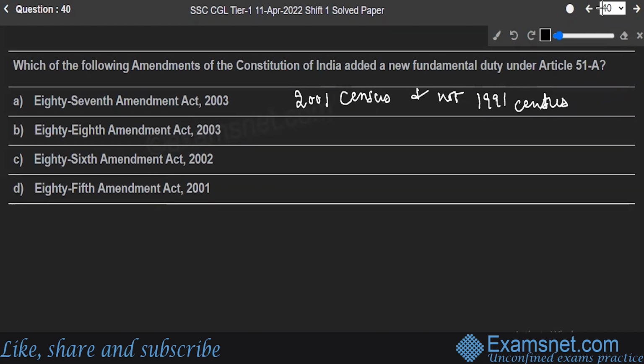Now the 88th Amendment Act 2003: the Union and states collect and appropriate service taxes which are levied by the Union. Articles 268 and 270 and the Seventh Schedule were amended by this act.